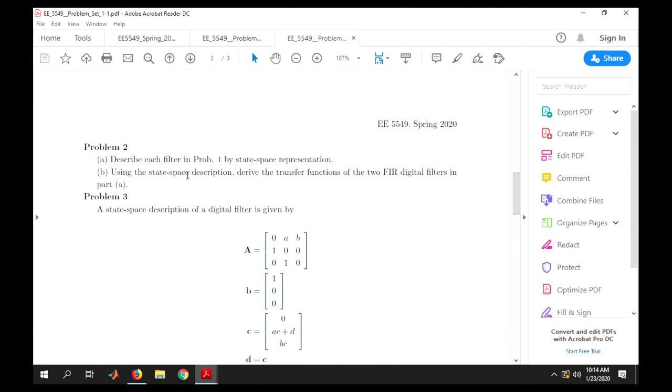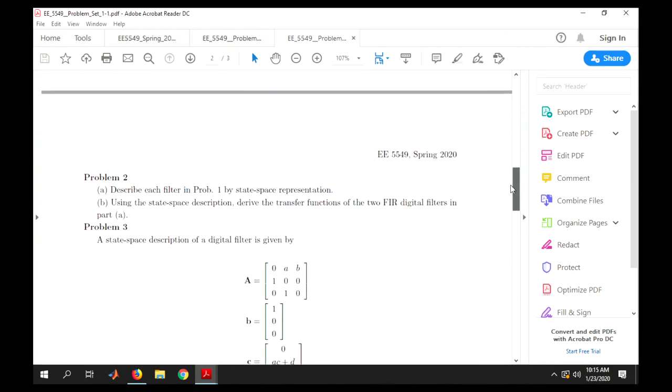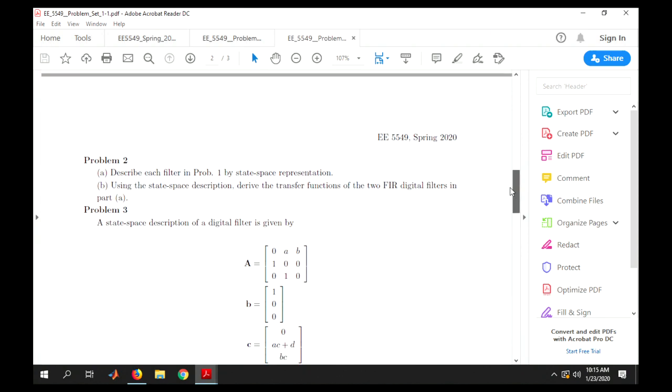So using state space representation, derive the transfer functions of the 2 FIR filters. You will still need to do a 3 by 3 inverse, because there are 3 delay elements. So, these two are not trivial like 2 states. So, it is not a 2 by 2 matrix inverse, but a 3 by 3 matrix inverse, but it is not all that bad.